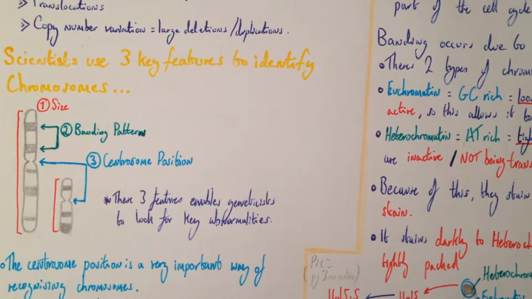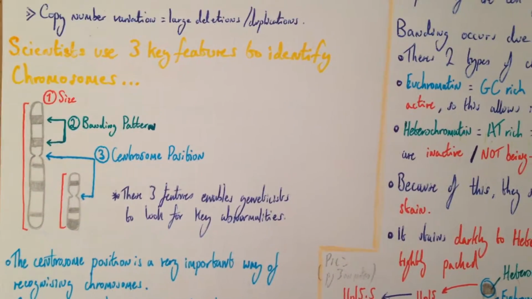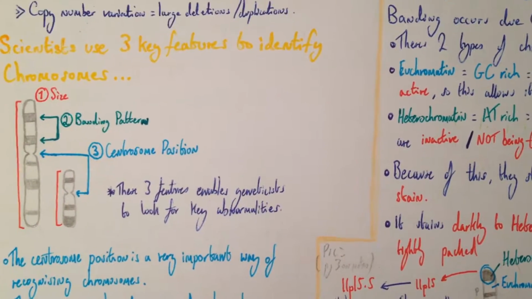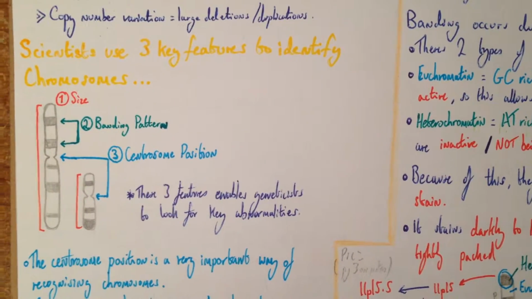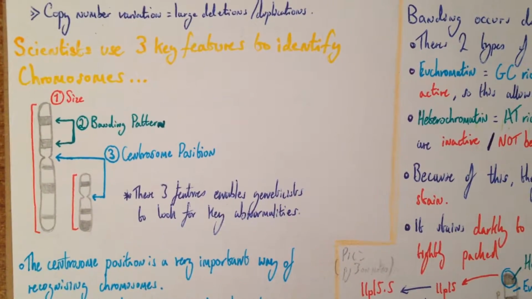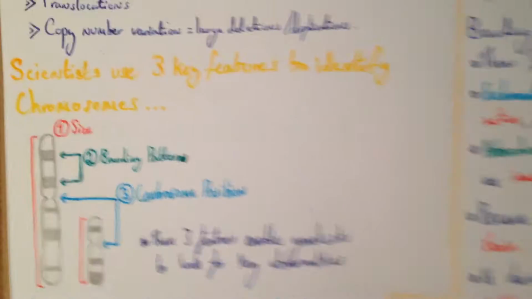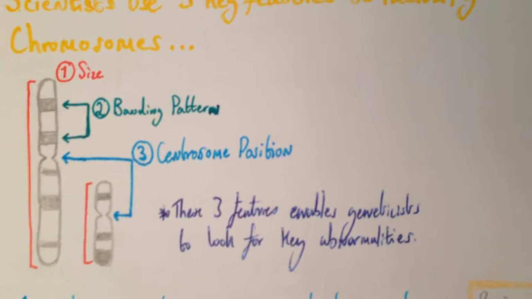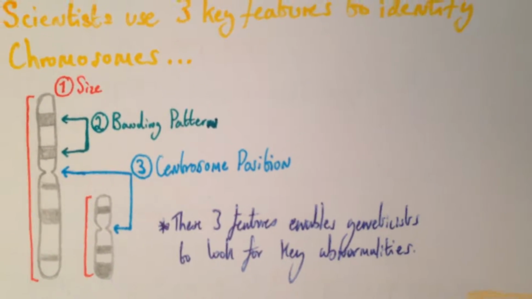Scientists use 3 key features to identify chromosomes: the size, the banding patterns, and the centrosome position. These 3 features enable geneticists to look for key abnormalities.